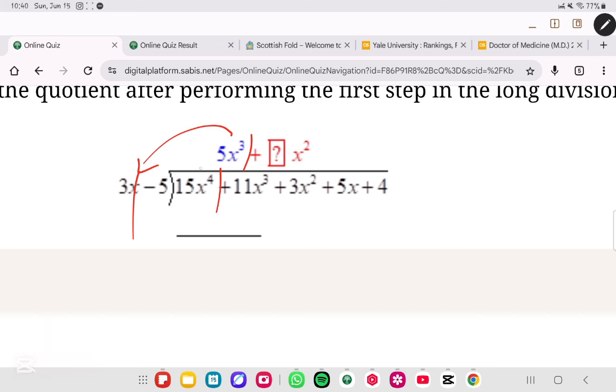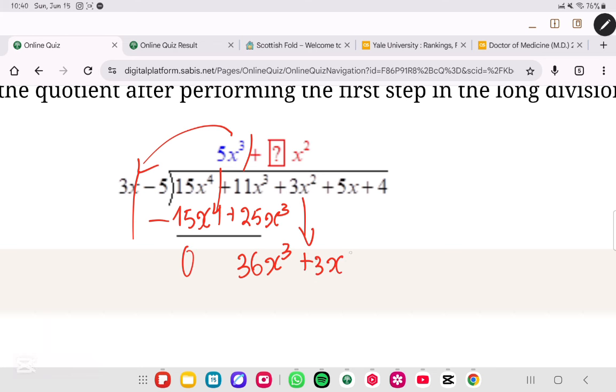Now multiply. 5x cubed times 3x is 15x to the power of 4. 5x cubed times minus 5 is minus 25x cubed. Now you will change their sign, so minus plus. Okay, you will get 0 here and 36x cubed over here. Now drop the rest, plus 3x squared plus 5x plus 4.